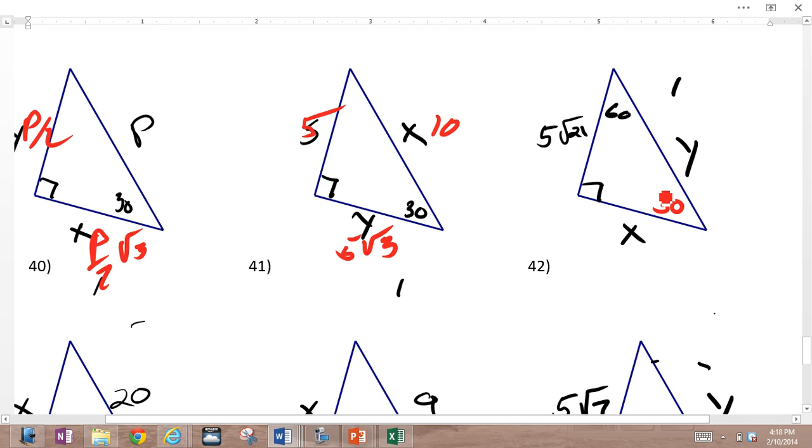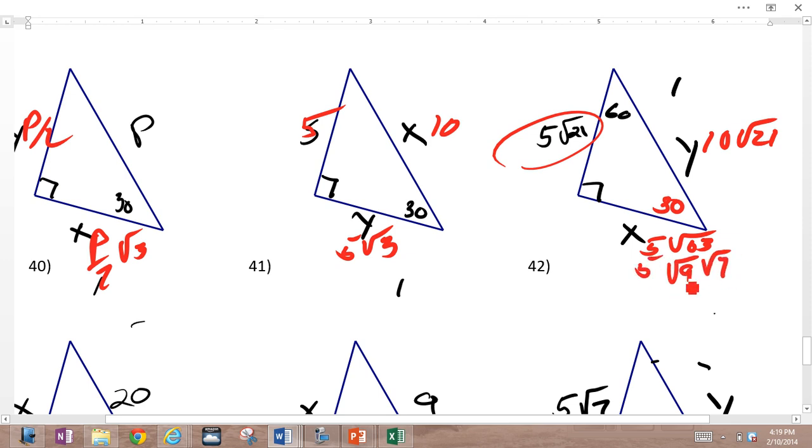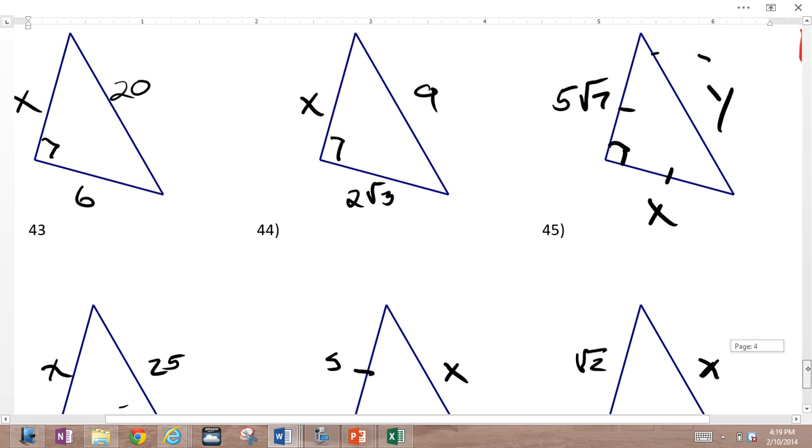Here's a 30 here. So twice that side is the hypotenuse, which makes that 10 the square root of 21. And then the long side is the short side times radical 3. So that's 5 root 21 times radical 3, which looks like that would make that 5 root 63. And I guess 63 is 9 and 7, isn't it? Yeah. So that's 5 times root 9 times 7, which is 15 root 7. Let's wrap it up. Okay, a couple more down here.